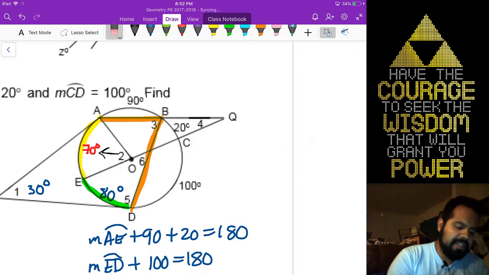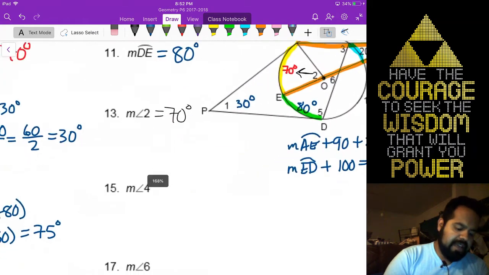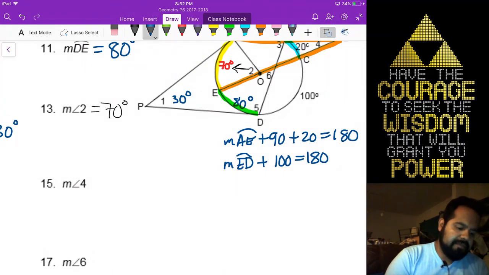Angle 4 is again an outside angle. So angle 4 is formed from this. So our outside arc is the yellow, our inside arc is the blue. So outside minus inside divided by 2.